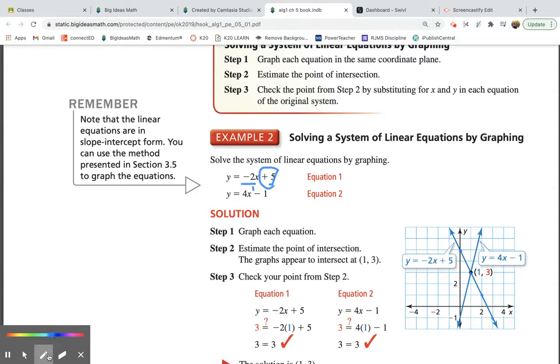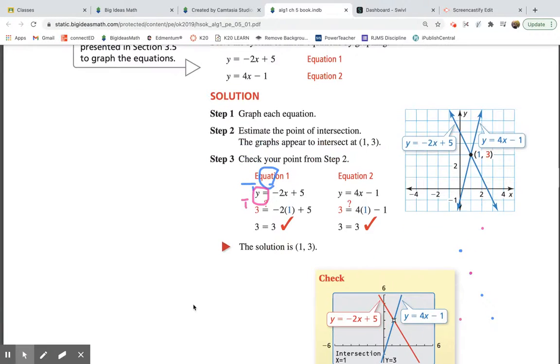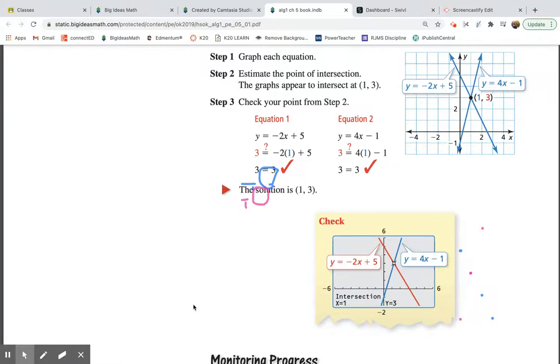Then you do the second equation. My slope is 4, which means 4 over 1. The y-intercept is negative 1, so you go to negative 1 on the y-axis. There's a point. The slope is 4 over 1, so you go up 4 over 1, and then you draw your line. How you find the solution is the point where they intersect. They both cross at the point (1, 3). So on this problem, our solution is (1, 3).